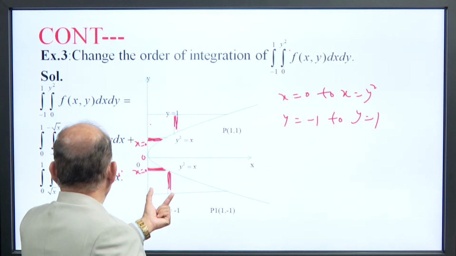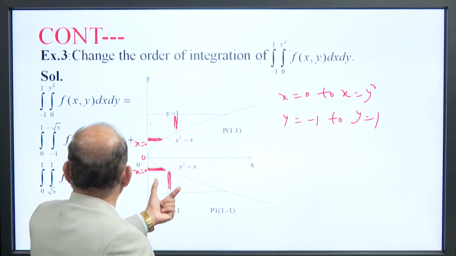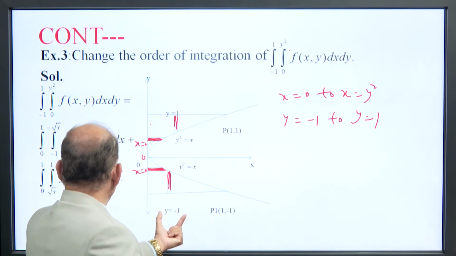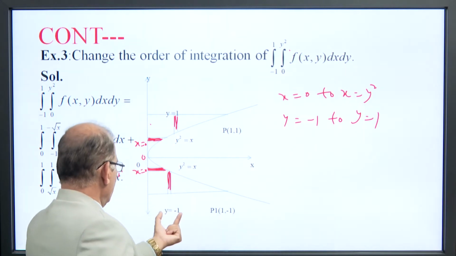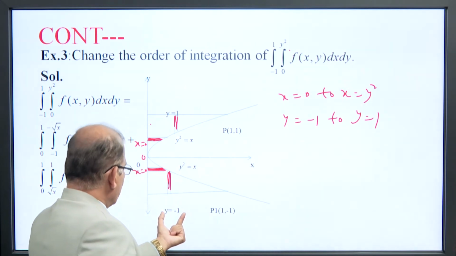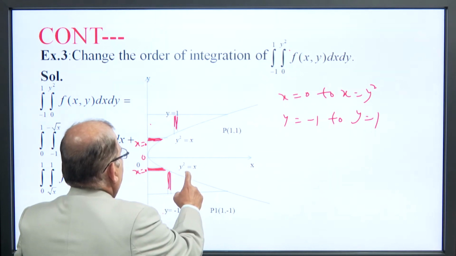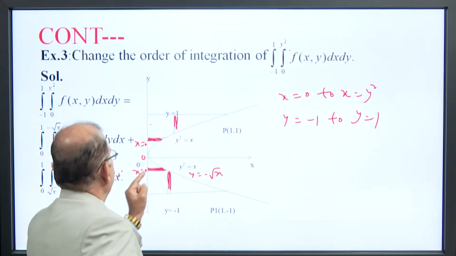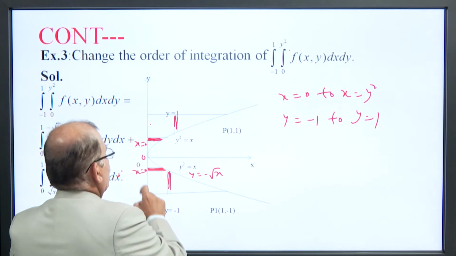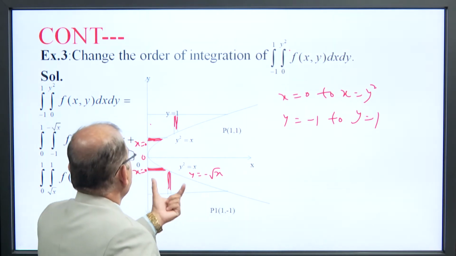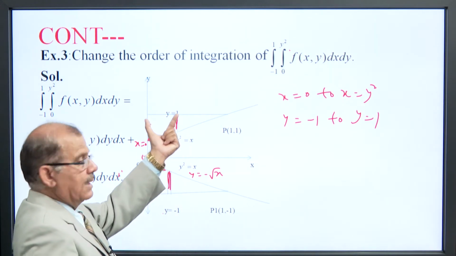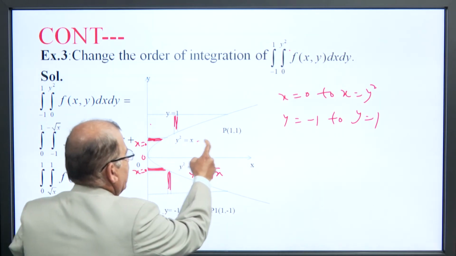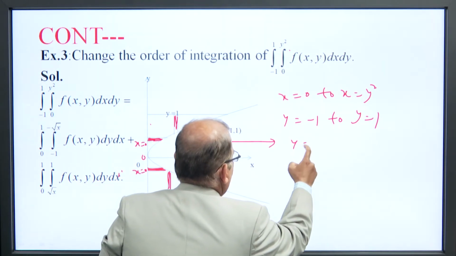In the second region, y varies from y is equal to -1 to y is equal to minus root x, and x varies from x is equal to 0 to x is equal to 1. And in the first region, y varies as y is equal to root x.